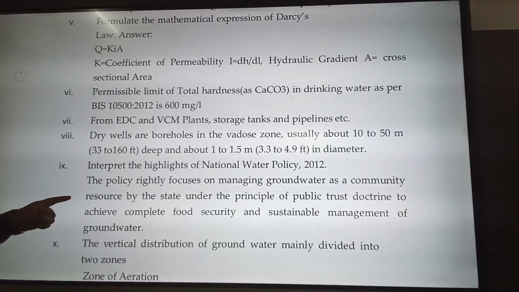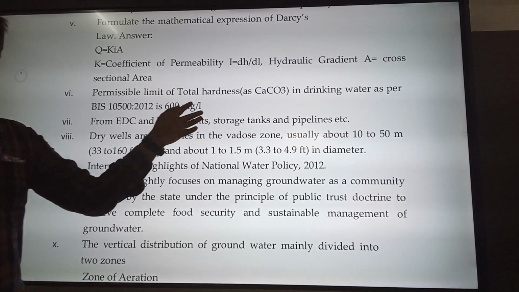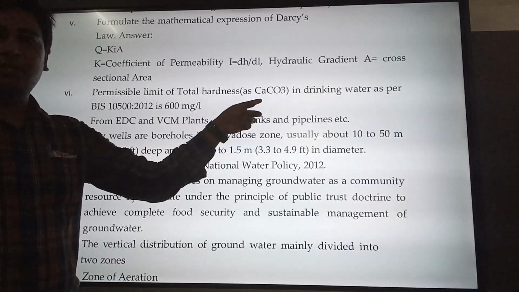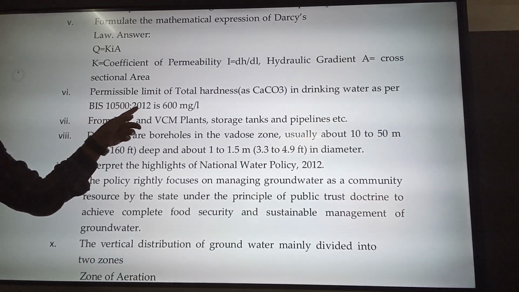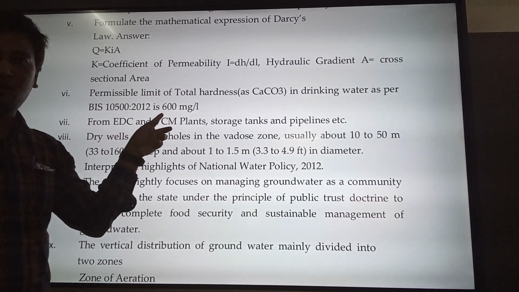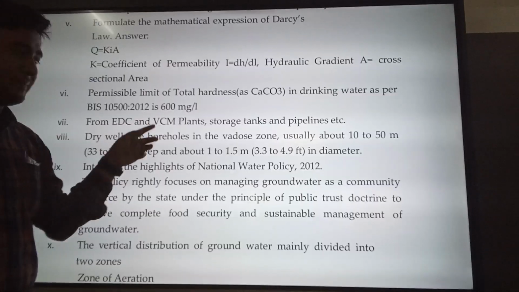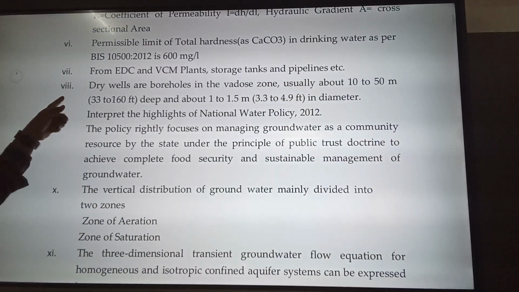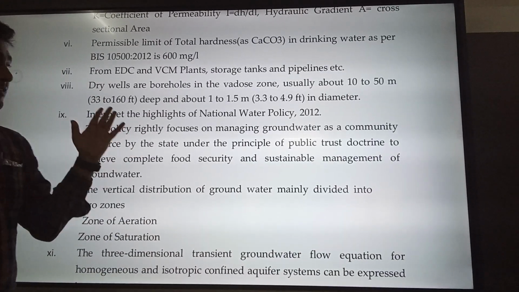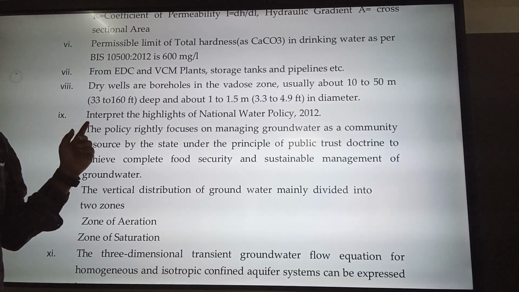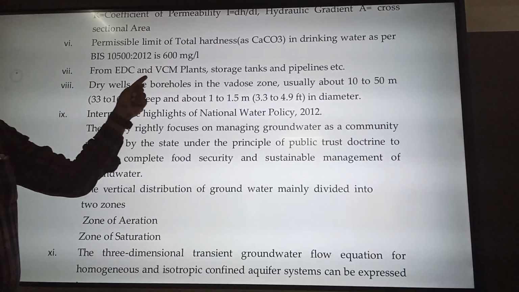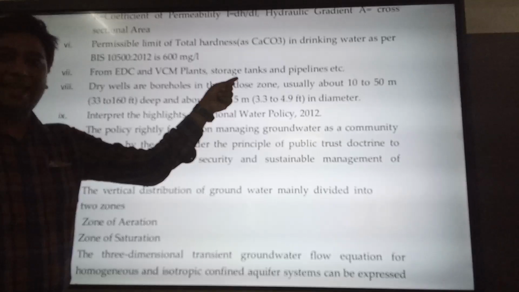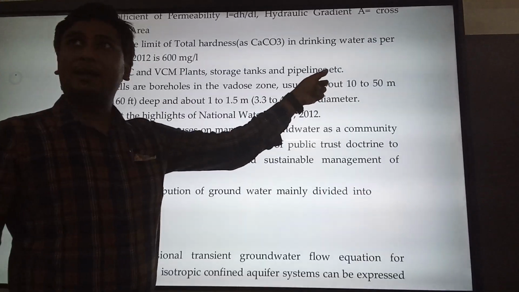Number 6, the conventional limit of total hardness as calcium carbonate in drinking water as per BIS 10500 2012 is 600 milligram per liter. Also you can say 600 ppm. Number 7, write down the sources of EDC. The sources of EDC are EDC and DCM plants, storage tanks and pipelines, etc.